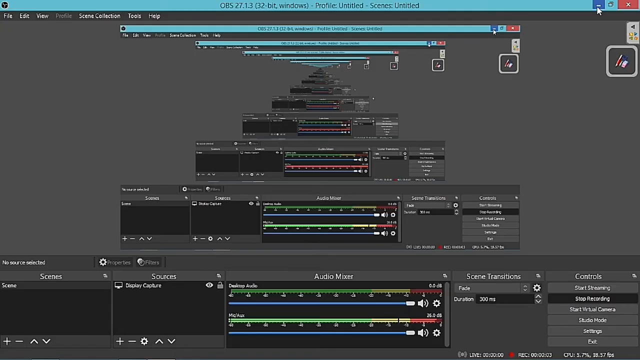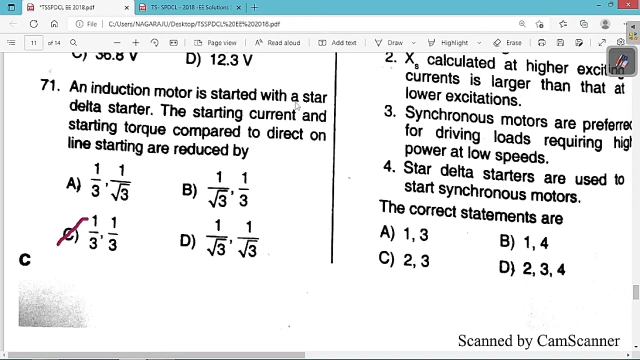So now we are going to solve another question. See the question here. An induction motor is started with a star delta starter. The starting current and starting torque compared to direct online starting are reduced by... So in this question, basically they are asking about the induction motor. We are going to use the star delta starter.